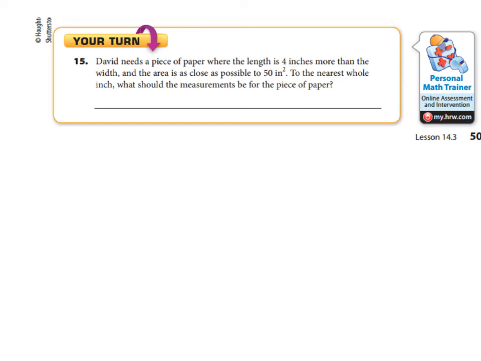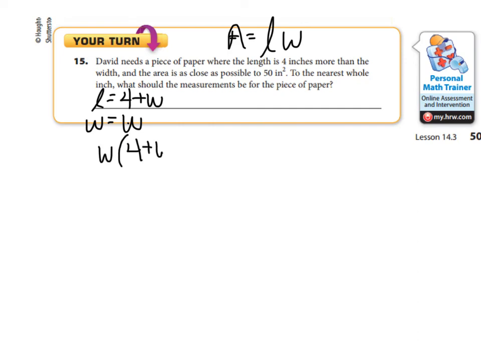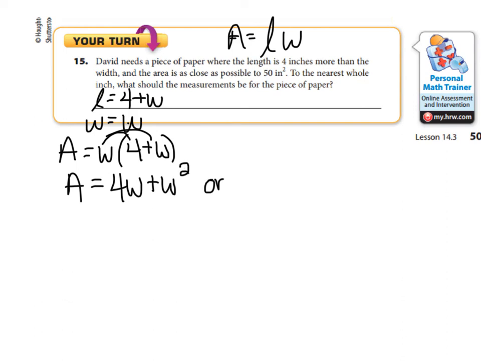Well, we're talking about area. Area of a piece of paper, which is a rectangle, is length times width. We know the length is 4 more than the width, which means the width is just W. So we're multiplying W times 4 plus W to find the area. So I distribute that W, and my area is 4W plus W squared. And you also might have written it as W squared plus 4W.